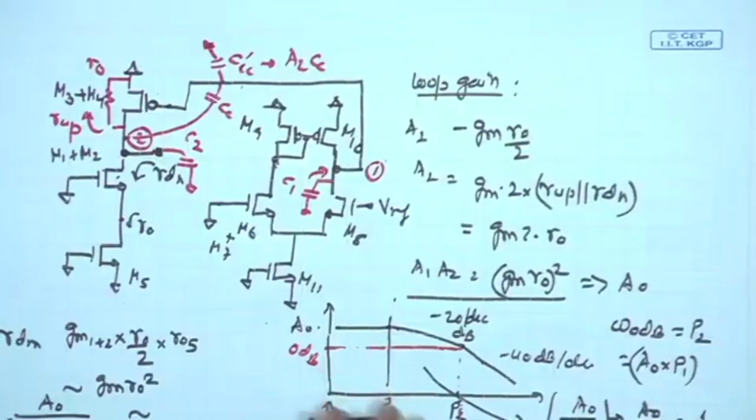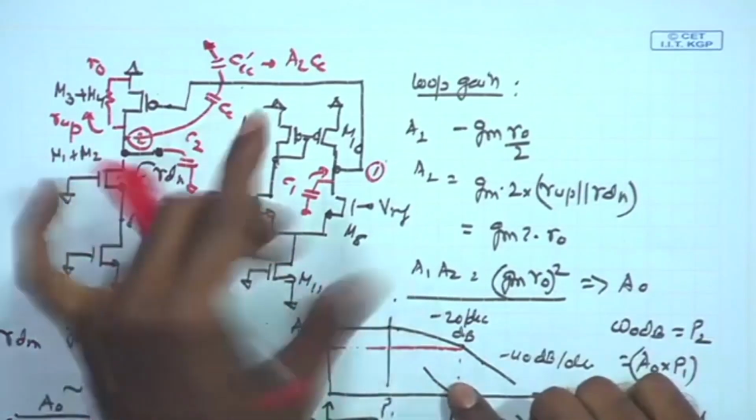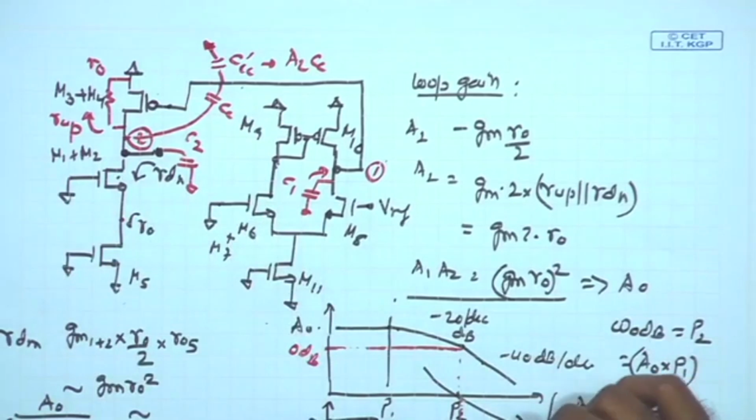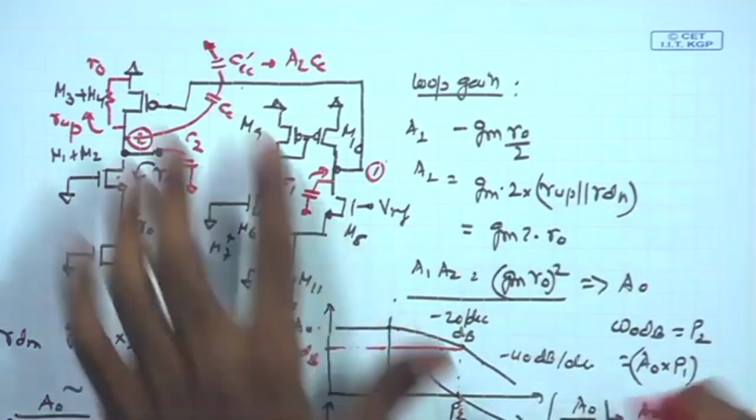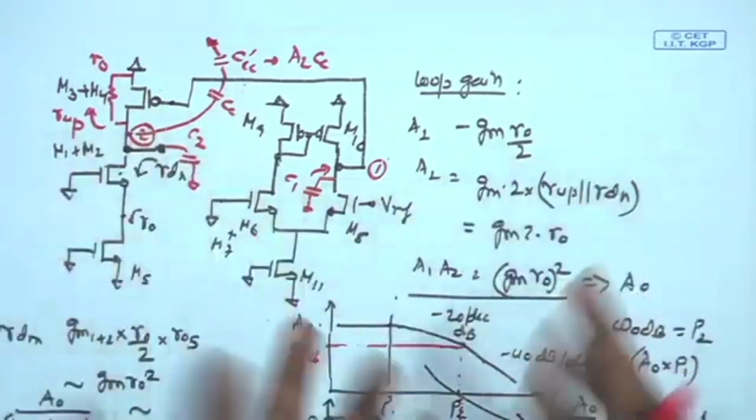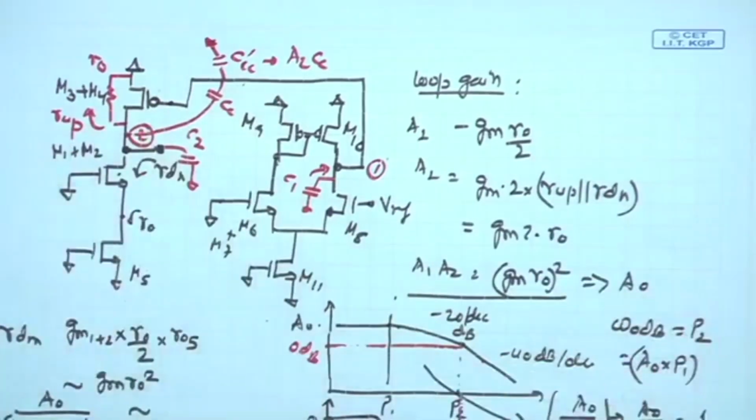Sir, why are you not simply adding the compensation capacitor between node 1 and ground? Because you will not get similar compensation and multiplication, you will need much larger capacitance in that case. Okay, yeah. Capacitance is area hungry. If you exploit the Miller capacitance, that will help you save area. Otherwise, you will have to go for a much larger C.